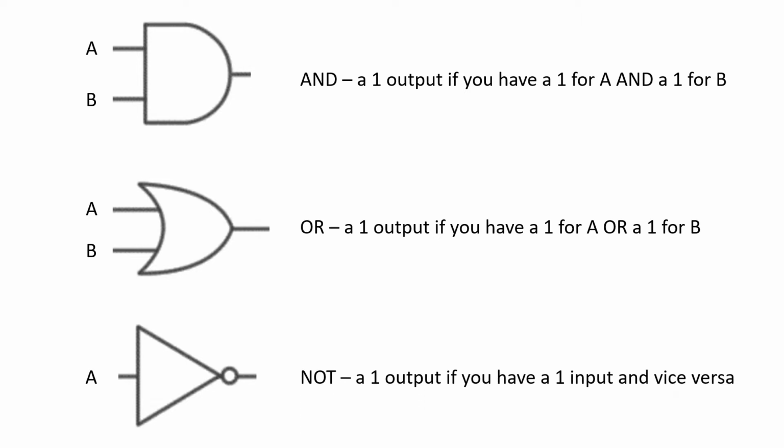The last one is a NOT gate. If you have a 1 going in, you have a 0 coming out, and if you have a 0 going in, you have a 1 coming out. And these are the three main gates that we use on our course. We're going to look at Karnaugh maps.